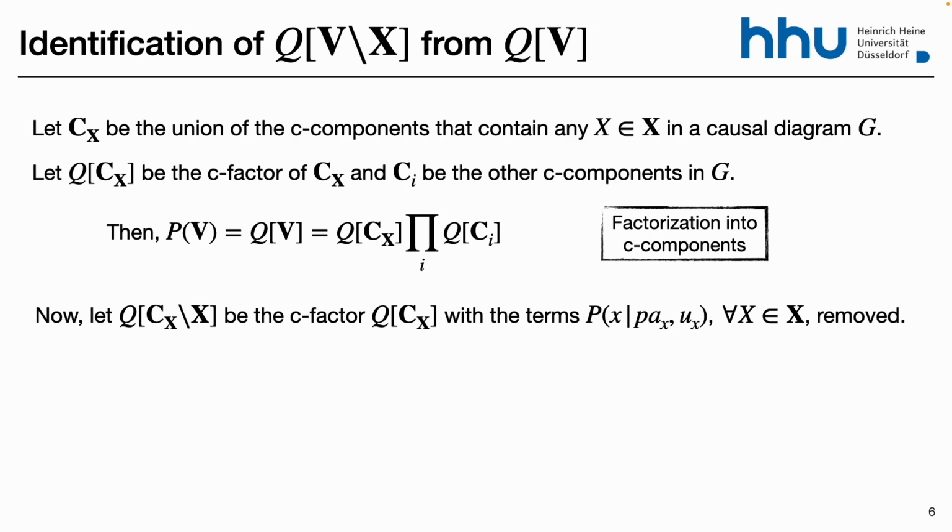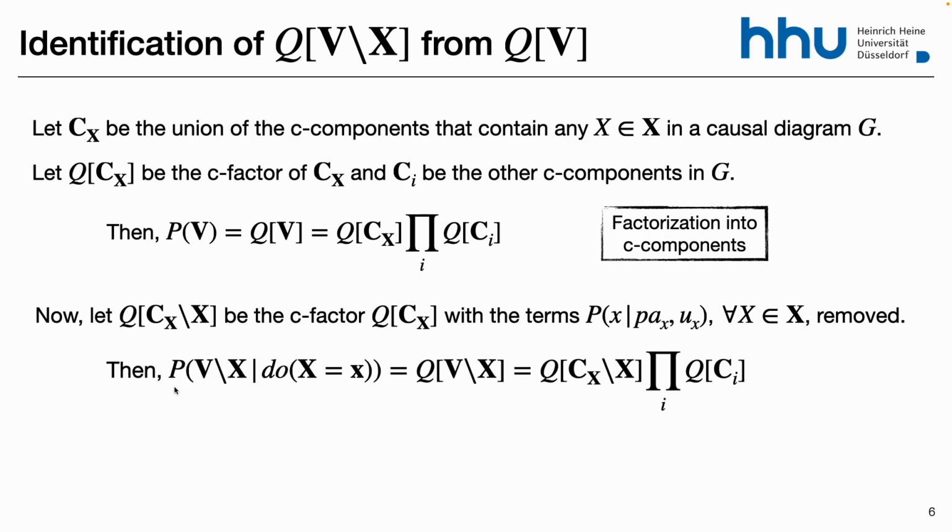Then denote this C_X minus X, the C factor of C_X, but removing all the terms related to X. I'm removing the X here, so we remove also the terms related to X. And then the probability of V minus X given do(X), which is exactly Q of V minus X, is going to be, since we remove the X's from here, we just replace this part with this part, and the other parts continue here, okay?